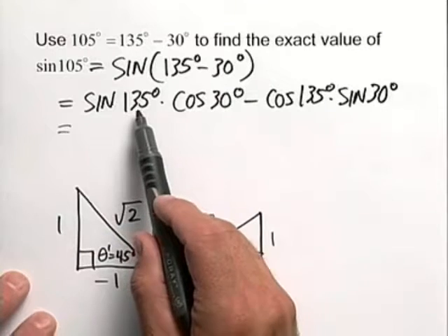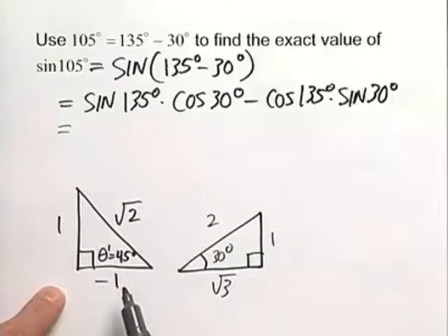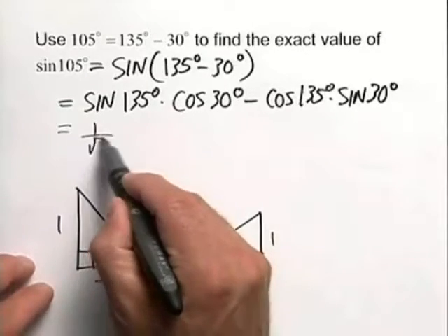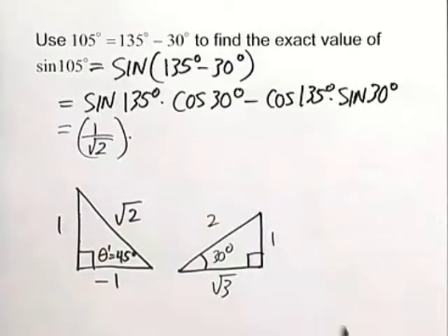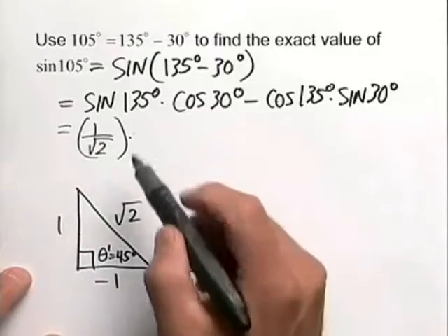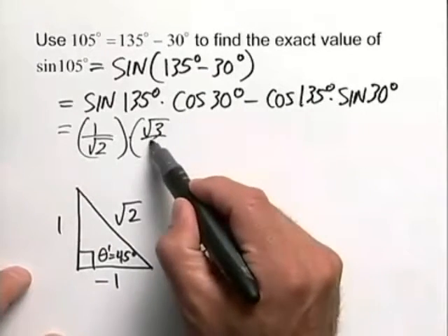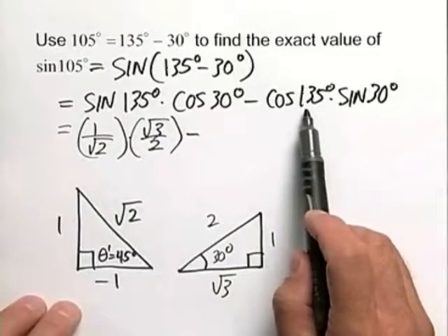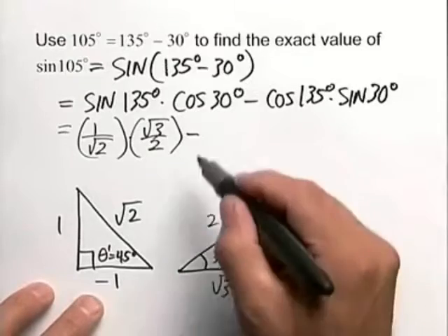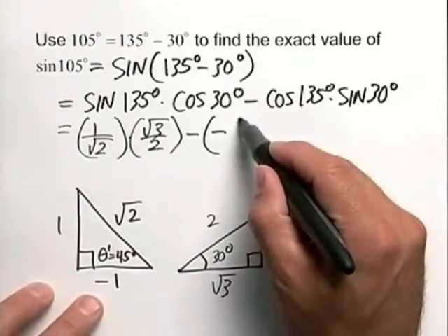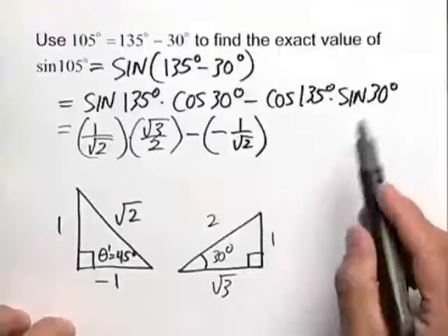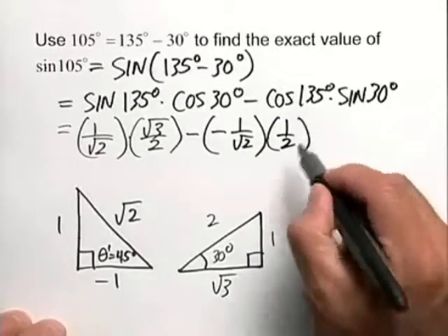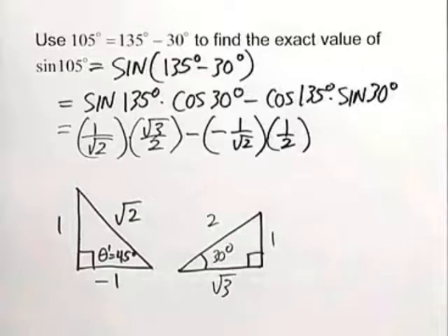So the sine of 135, we're going to go to the left triangle. That is equal to 1 over square root of 2. Then we'll take that times the cosine of 30, which is the adjacent over the hypotenuse, square root of 3 all over 2, minus, now carefully, the cosine of 135 degrees is equal to a negative. So make sure you get the minus and negative here, 1 over square root of 2. And then we're going to take that times the sine of 30, which for our problem is 1/2. And again, using our base triangles here.